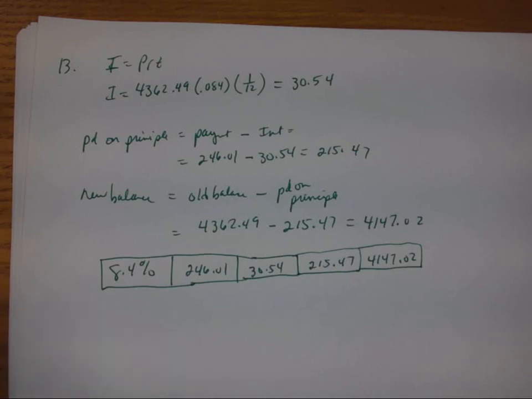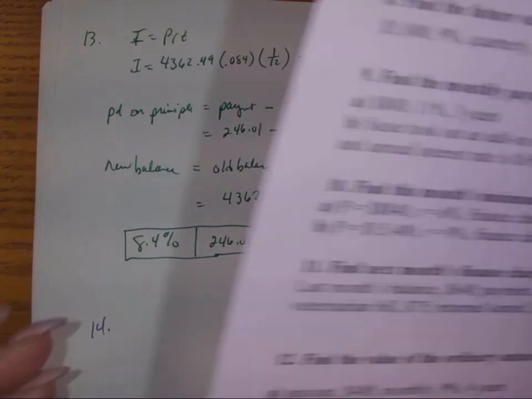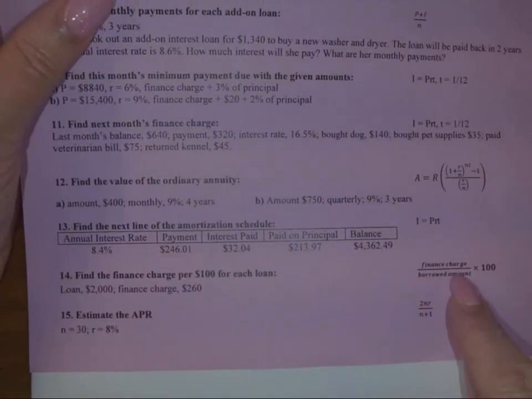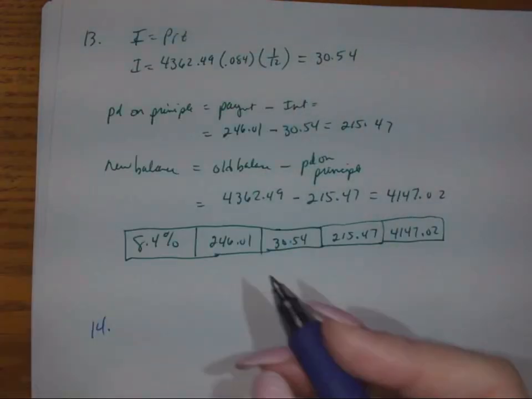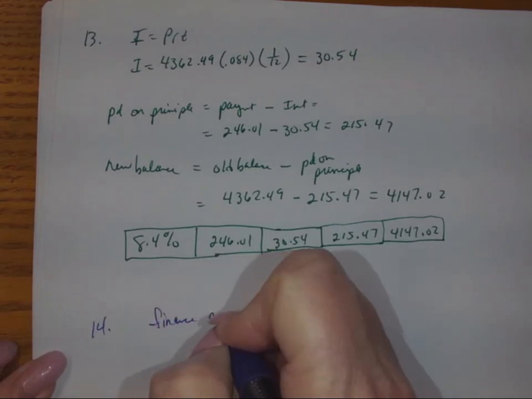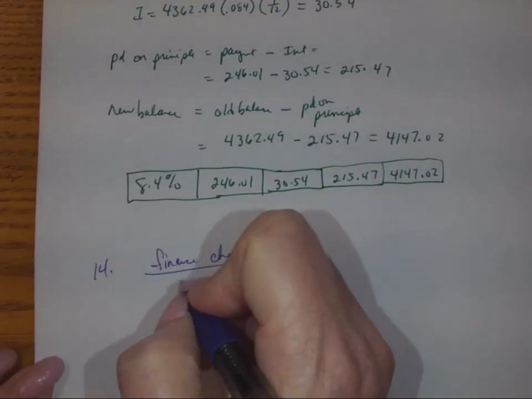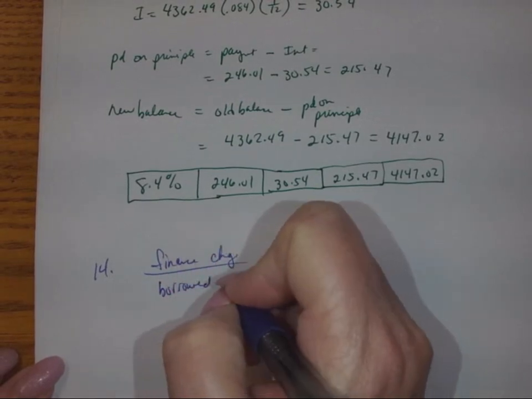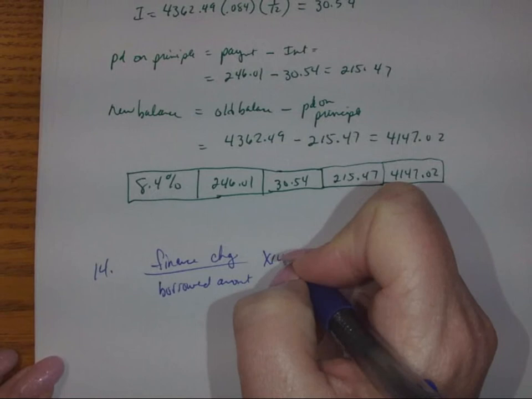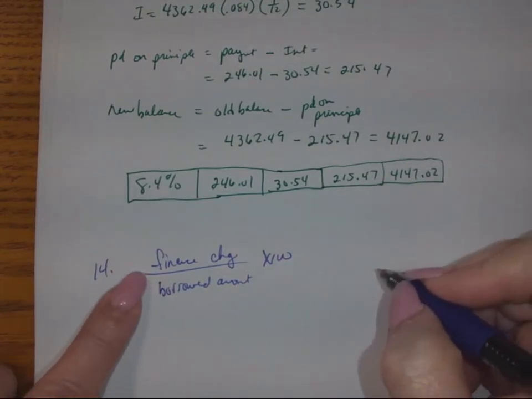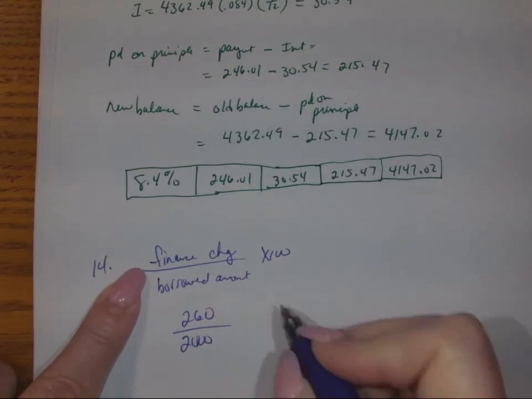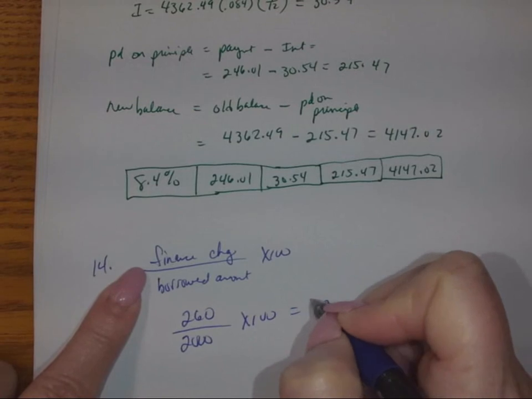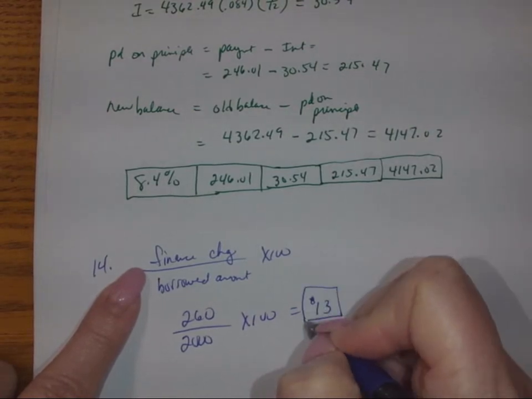So number 14, we are going to find the finance charge per $100 for each loan. There is a formula for this one as well. It's going to be the finance charge divided by the borrowed amount times 100. So our finance charge is $260 divided by the amount borrowed, which is $2,000, times 100, and you'll get $13, and that's it. That's your final answer.